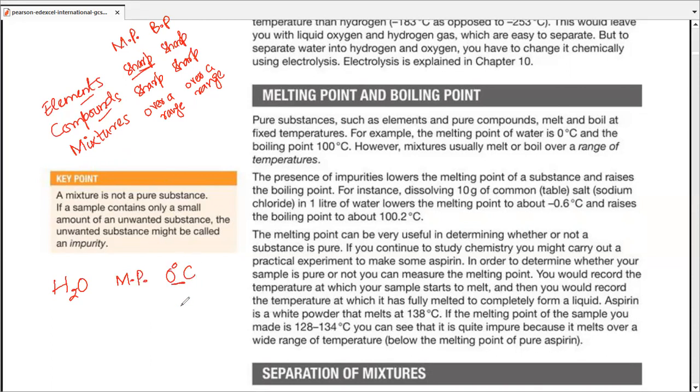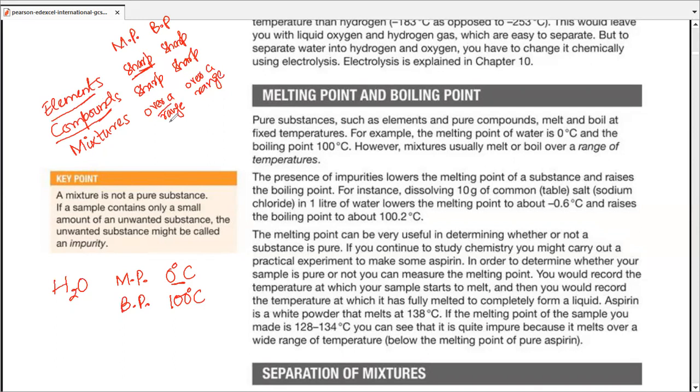Now that's a sharp number. You know that exactly at 0 degrees centigrade, the ice would melt into water. Or in case of boiling point, you know exactly at 100 degrees centigrade, the water will boil and convert into steam. This is the case for compounds and elements when you can describe them at a single temperature point, at a single number, we call it with the word sharp. That's what the word sharp means.